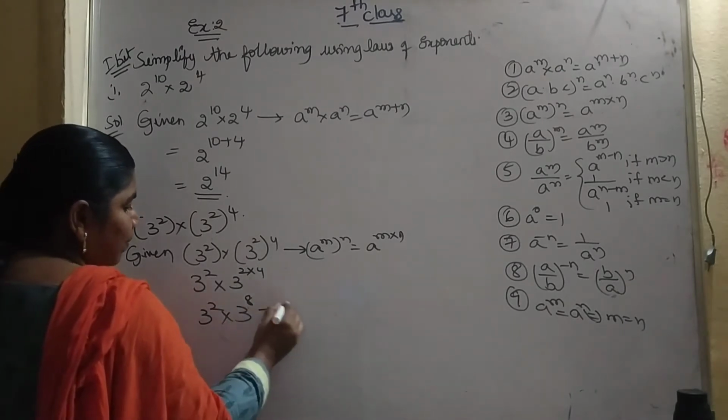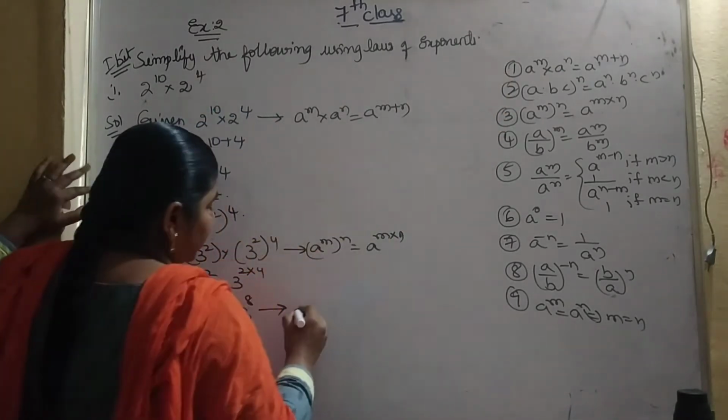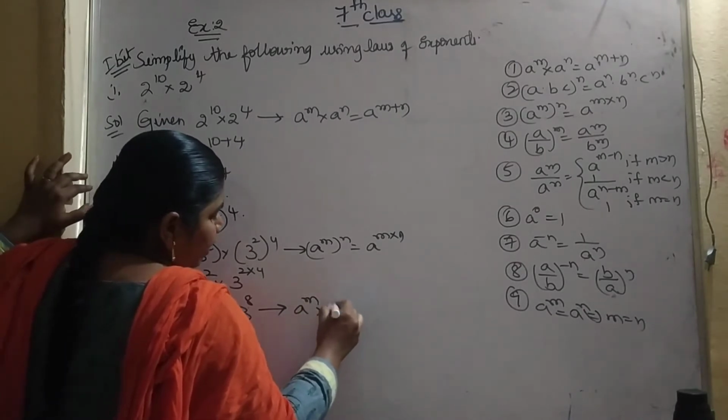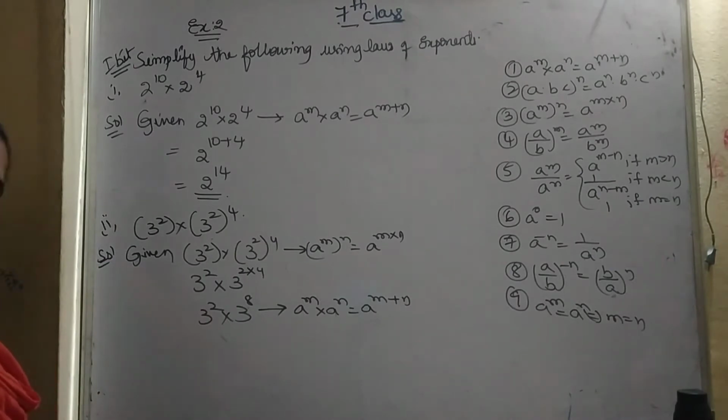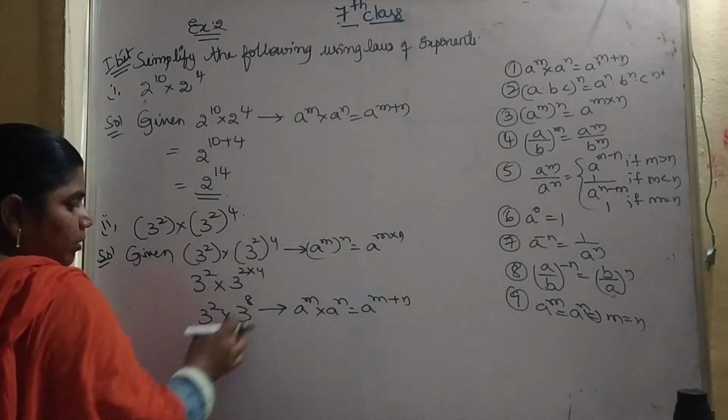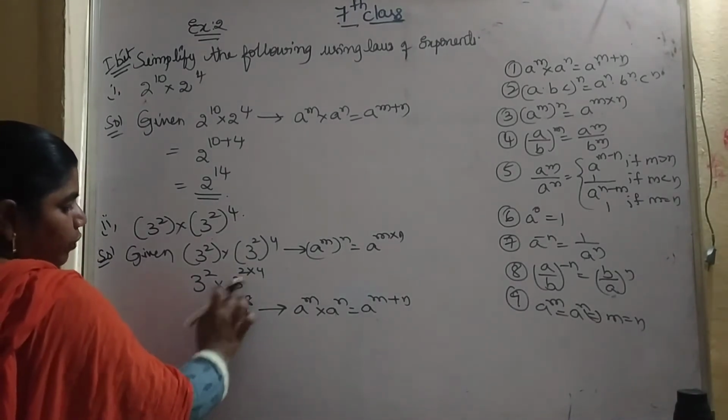Now here we are applying the first condition, that is a power m into a power n is equal to a power m plus n. So here we are using the first condition. We have to add the powers. When both bases are equal, we have to add the powers.